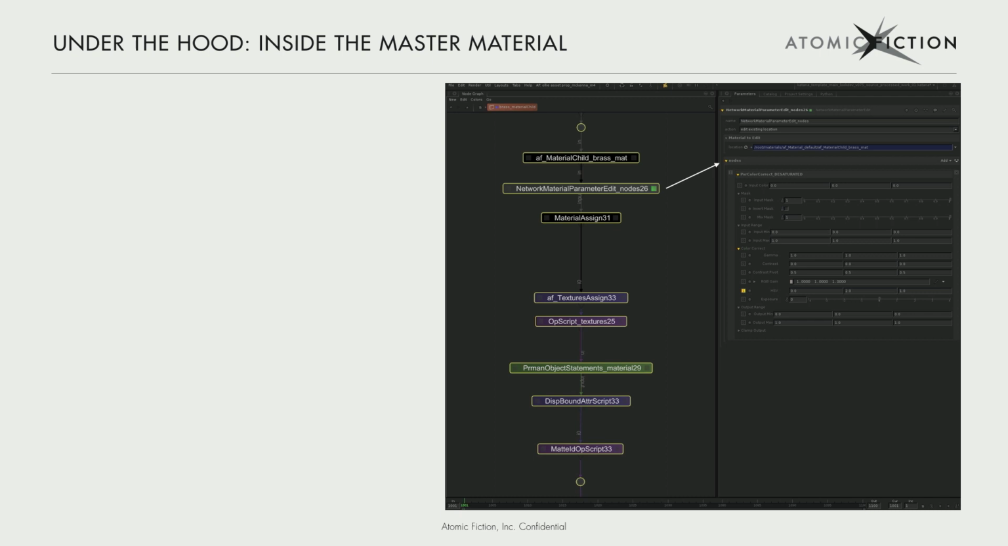So this is what the inside of the child material looks like. The actual Katana node that allows for this workflow is, as I mentioned, the network material parameter edit. So if you add more nodes to the child, this is where they'd show up. So let's take a look at some renders.